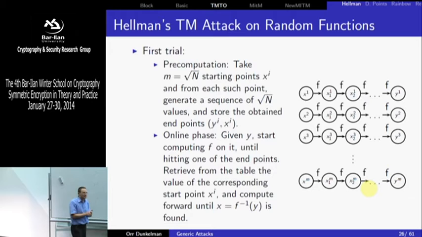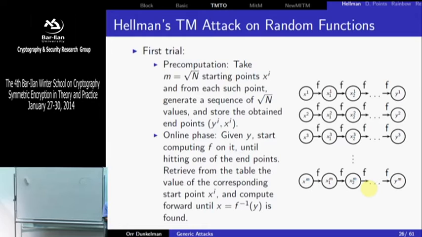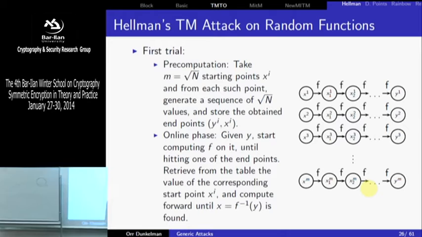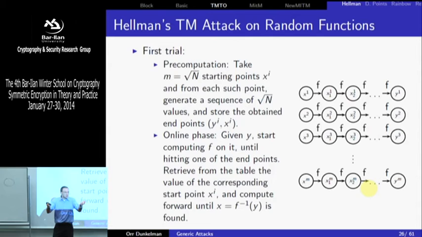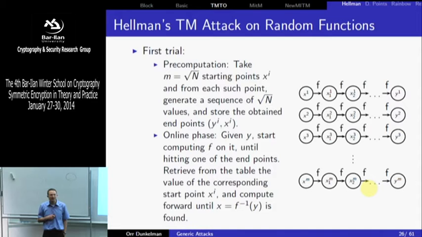There are several problems when you switch from permutations to functions. The first of them, and the most important one, is the fact that we're going to get collisions here in the chains. Okay, so you've got collisions, who cares? Why is a collision a problem? You don't know the starting point.